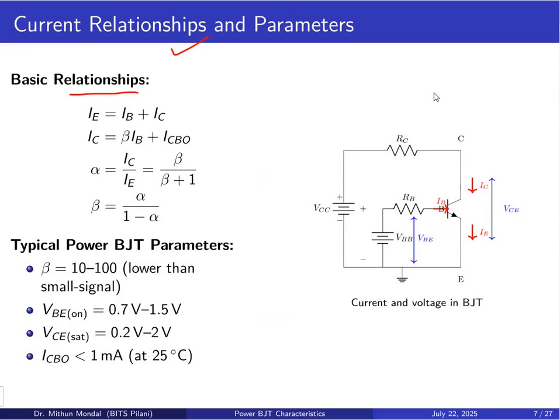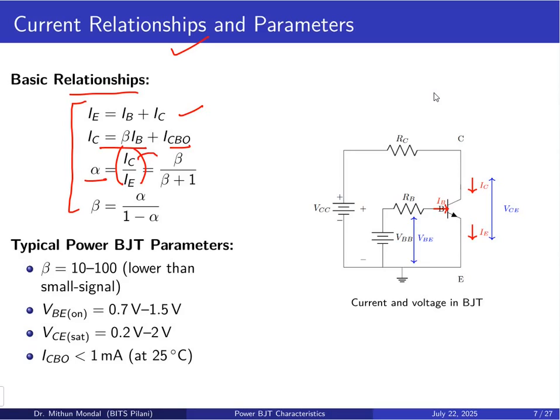The current relationships and parameters: the basic relationship that we use in BJTs is that the emitter current is equal to base current plus collector current. The collector current is equal to beta times base current, plus a small amount of reverse saturation current. Alpha is the current gain, which is collector current divided by emitter current.